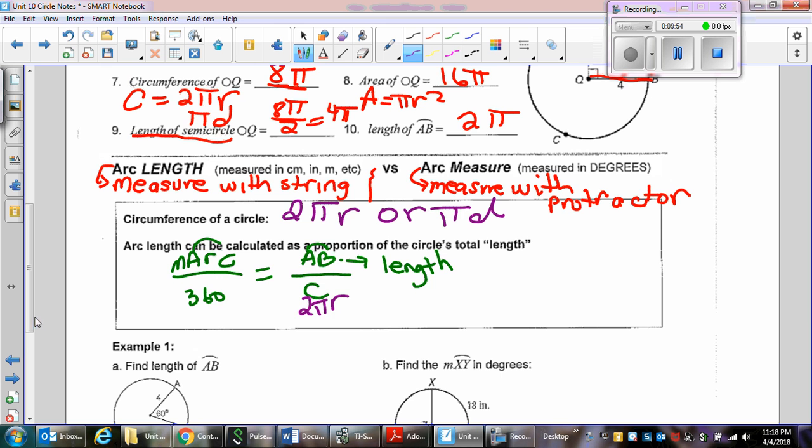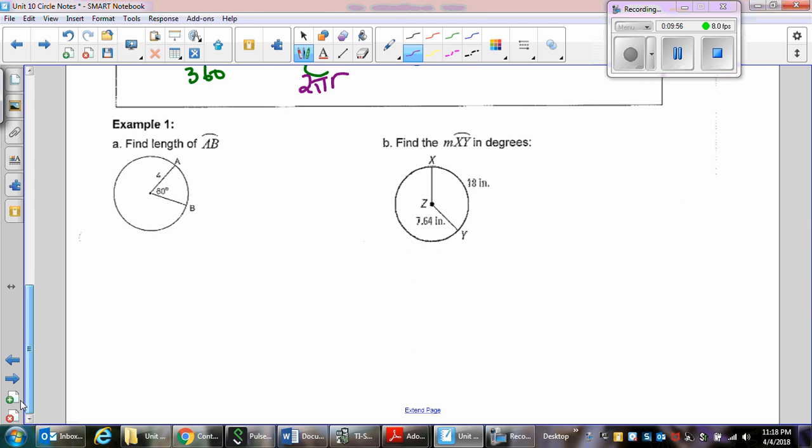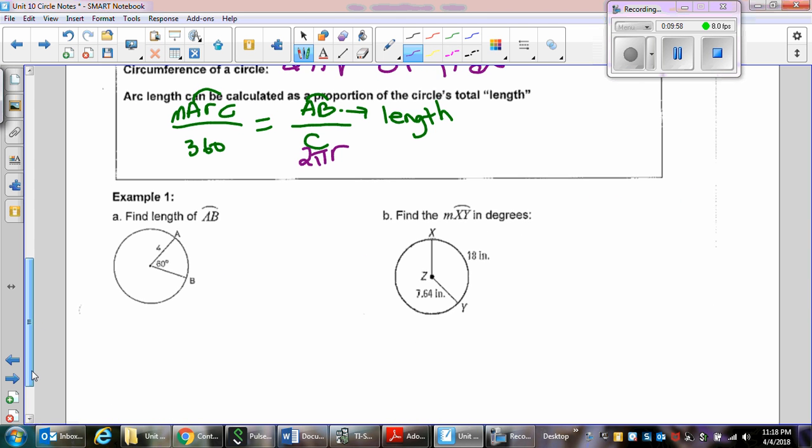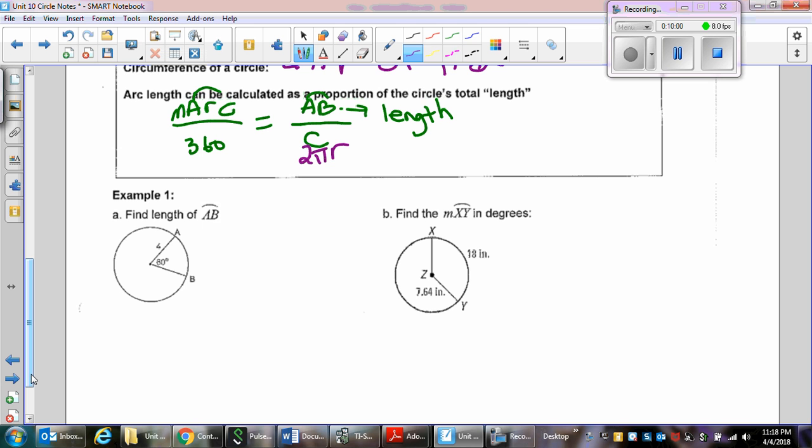So let's see if we can do a couple of problems with this. So the first one, I'm just going to still keep this. Find the length of AB. So I'm trying to find what is the length of AB.